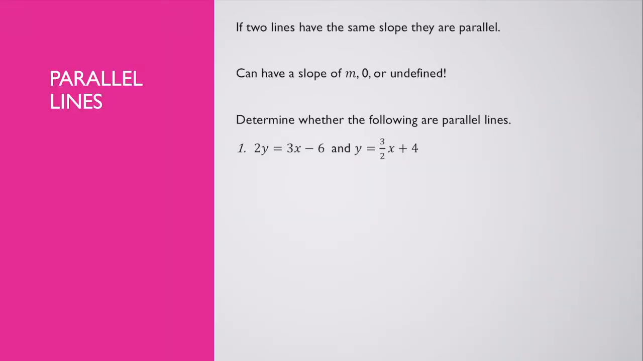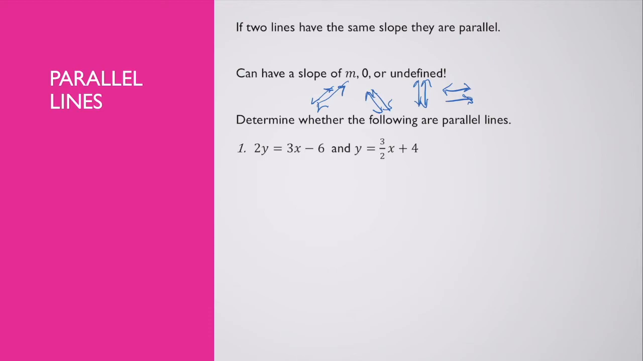So if two lines have the same slope, they are parallel, and they can have a slope that's positive, right? Those two lines are parallel. Negative, 0, or undefined, right? All these little examples of lines would be parallel, as long as they have the same slope. One thing that's true about parallel lines is because they stand beside each other forever and ever and ever, they never intersect. That'll come in handy in chapter 3.